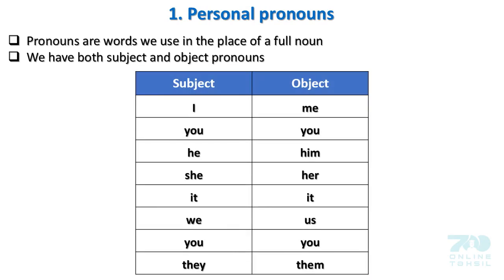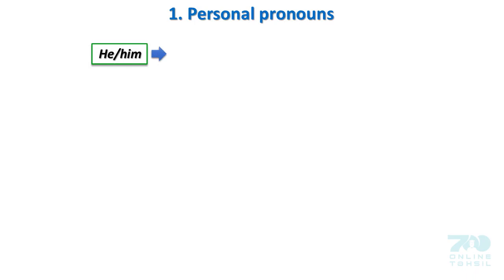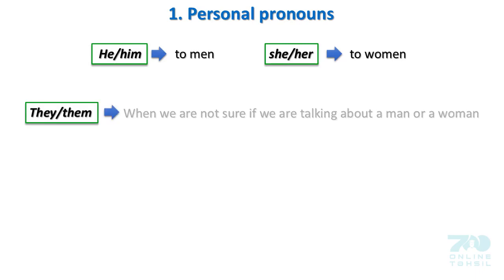Subject pronouns: I, you, he, she, it, we, you, they. Object pronouns: me, you, him, her, it, us, you, them. We use he, him to refer to men, and she, her to refer to women. When we are not sure if we are talking about a man or a woman, we use they, them.